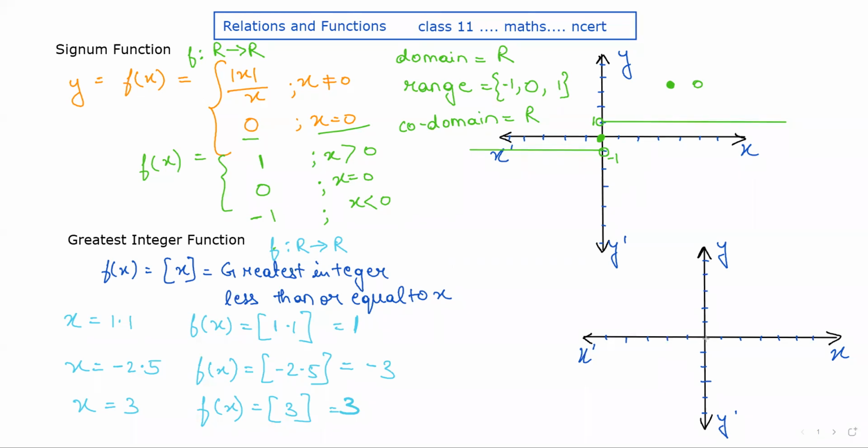So from 0 to 1, your y value is equal to 0. From 1 to 2, your y value is equal to 1. From 2 to 3, your y value is equal to 2. From 3 to 4, you're getting a step kind of structure over here.